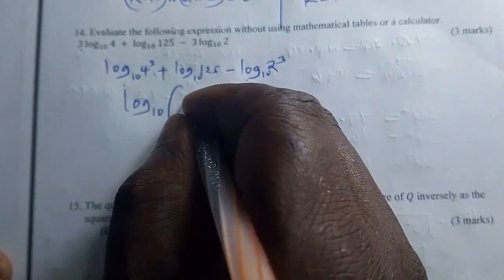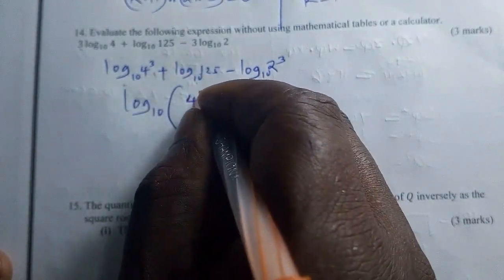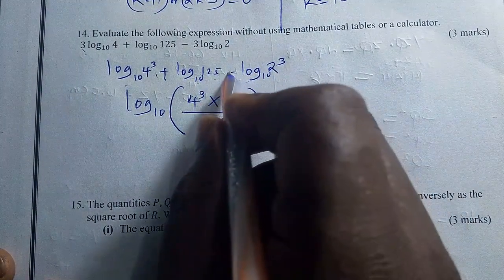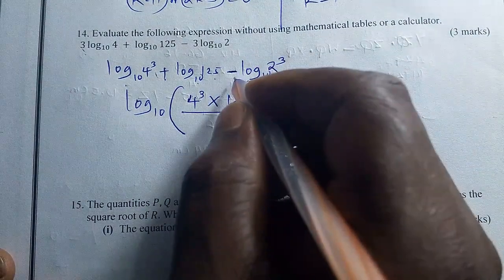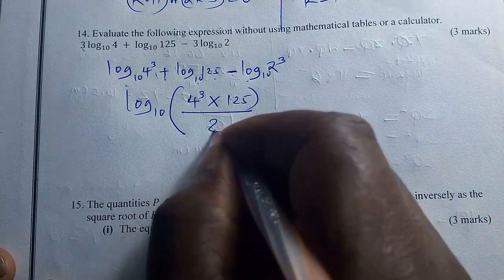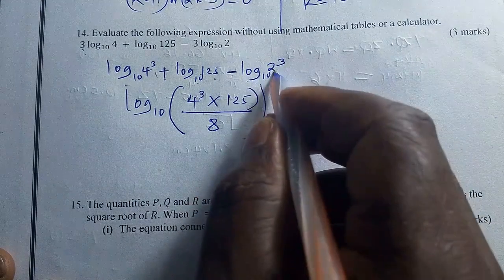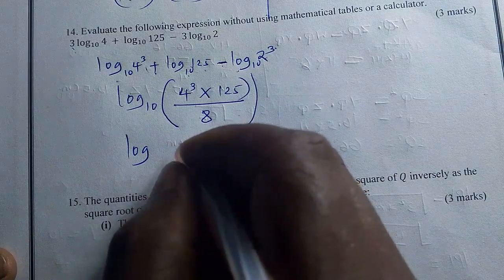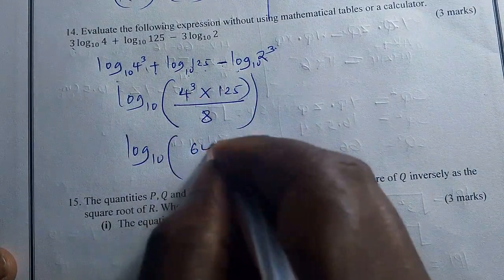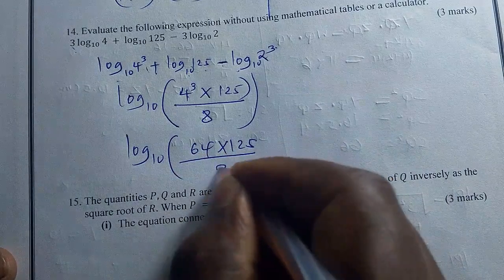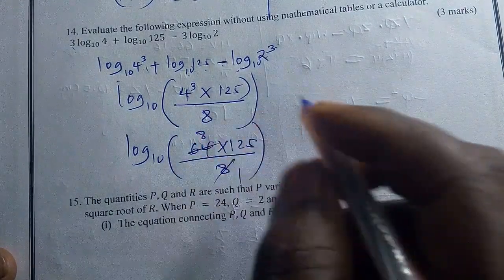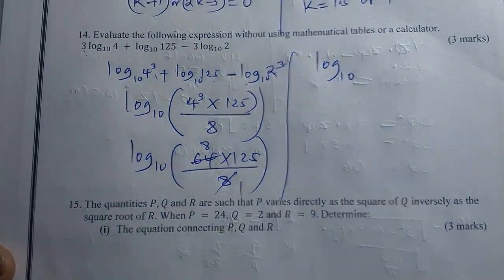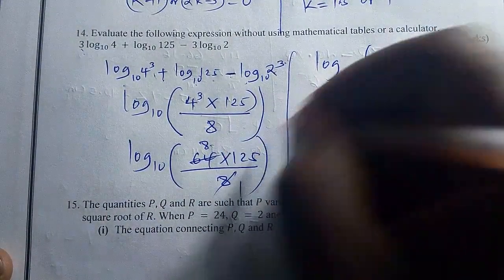Which is 4 raised to power 3 times 125, and minus means division. We divide by 8. 8 is 2 raised to power 3. This is the same as log base 10 of 64 times 125 over 8. But we know this one here, 8 here. So this is the same as log base 10 of, this times this is 1,000.